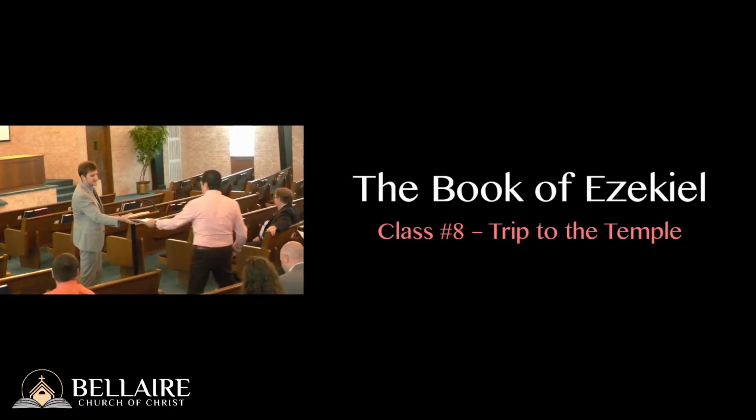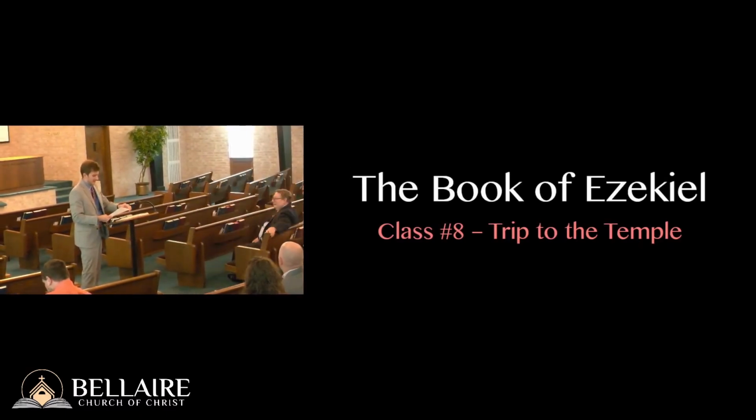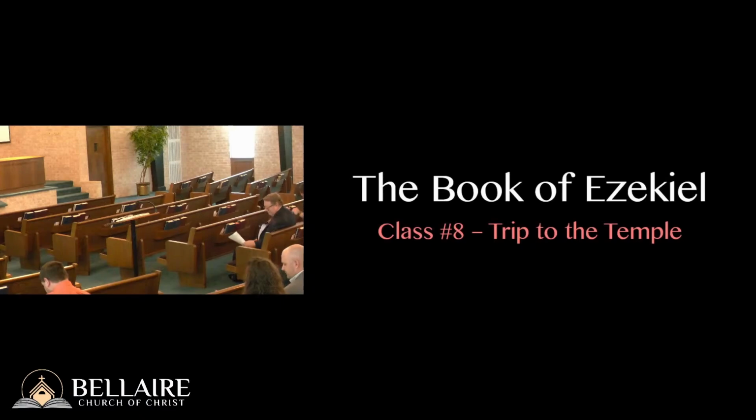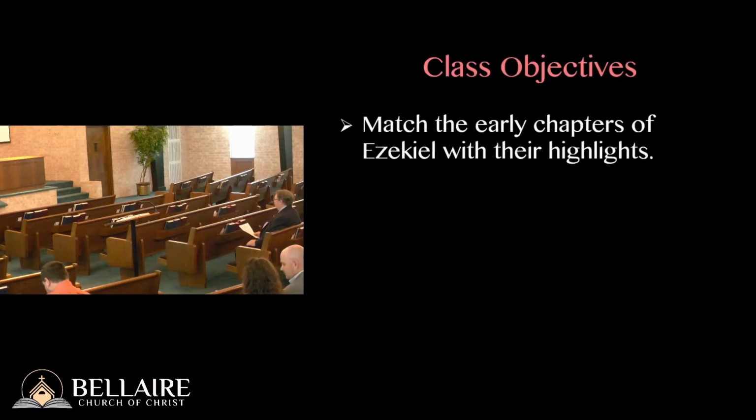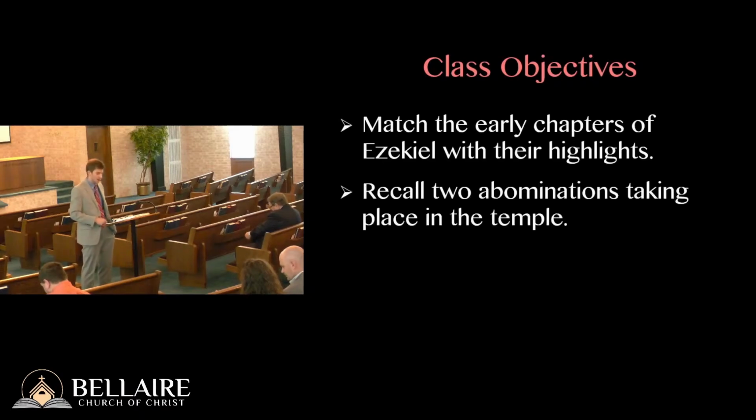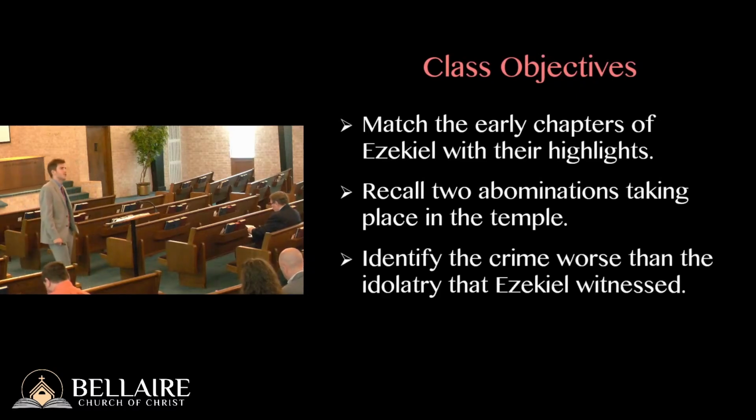Okay, you've got handouts now. Let's do a review. Notice most of the first page is a review. You can be filling that out. That's the first of our objectives today: to review the first 7 chapters and remember some highlights, some summaries, by matching them with their respective chapters. That's on your handout, under the section review on the front side. It has the chart as well as the matching. We'll also talk about the abominations in the temple this morning and a crime worse than the abomination.